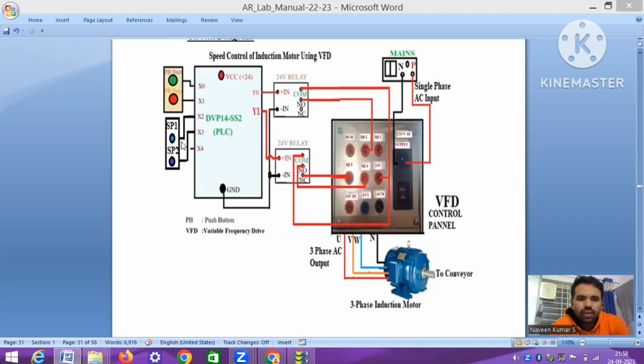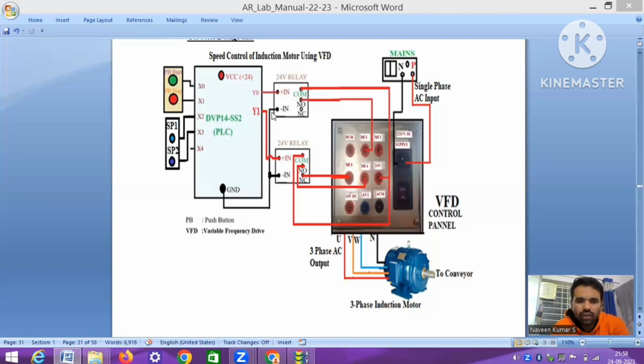And we have control of speed using two push buttons, SP1 and SP2, connected to X2 and X3 respectively. When we press X2, it will be operated at 50 hertz. When I press X3, the motor will be operated at 20 hertz. That is 50 hertz for sachets and 20 hertz for filling the containers. This can be better understood with the help of the ladder diagram.